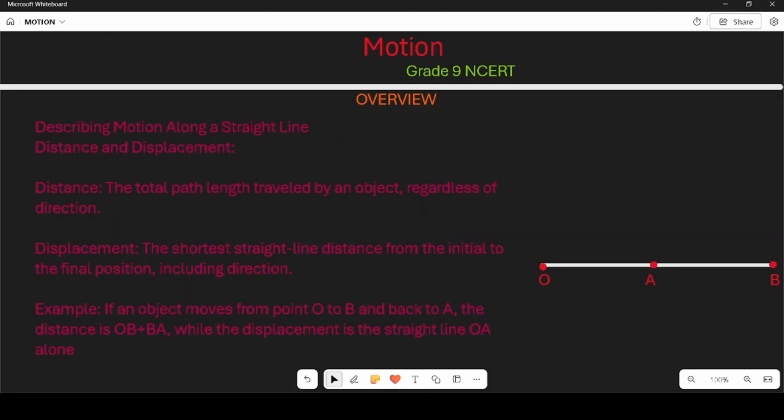Describing motion along a straight line. Distance and displacement. Distance is the total path length traveled by an object regardless of direction. Displacement is the shortest straight line distance from the initial to the final position, including direction. Example: if an object moves from point O to B and back to A, the distance is OB plus BA, while the displacement is the straight line OA alone. We will talk in detail about this topic later.